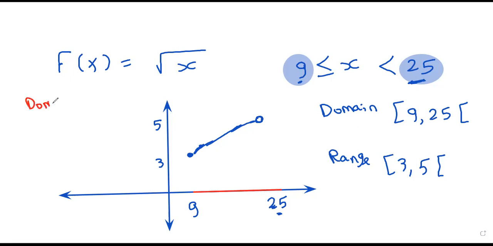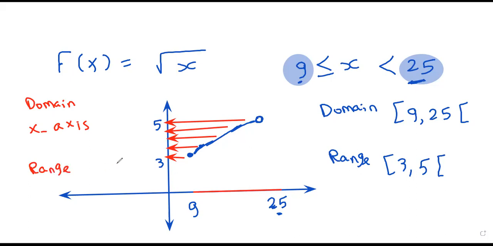Domain is related with the x-axis. What are the values we can find on the x-axis? And what about the range? The range is the span of y for all values of x, as you see. They are the values of y we got from substituting the values of x. So the range in this case is concerning the y-axis. Okay, the range is related to values on the y-axis, which is 3 and 5. 3 closed and 5 open.